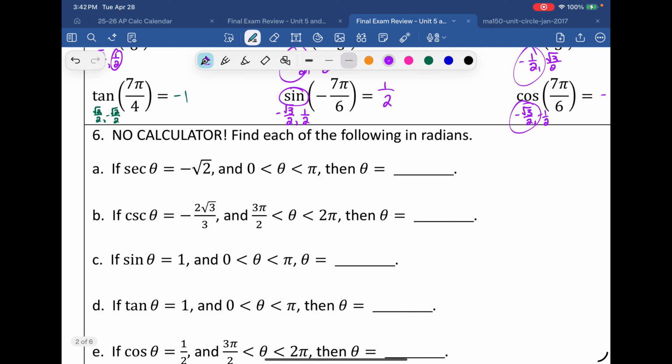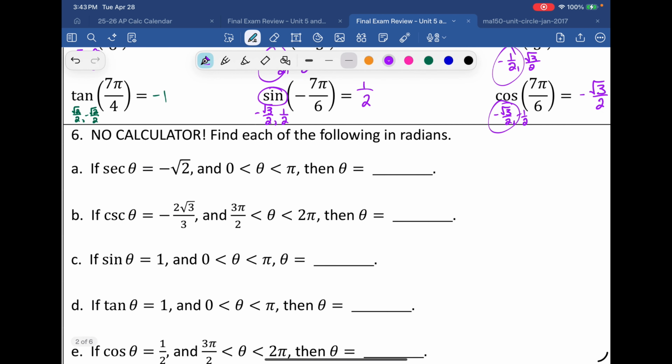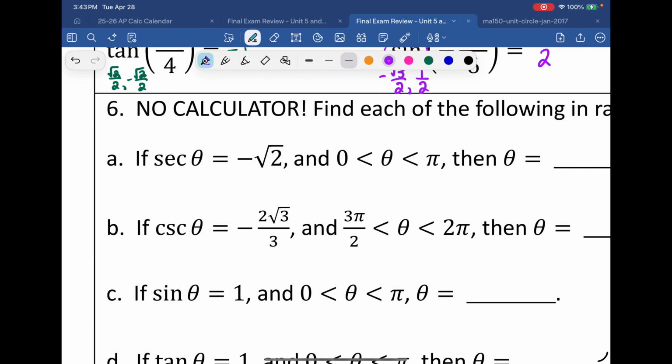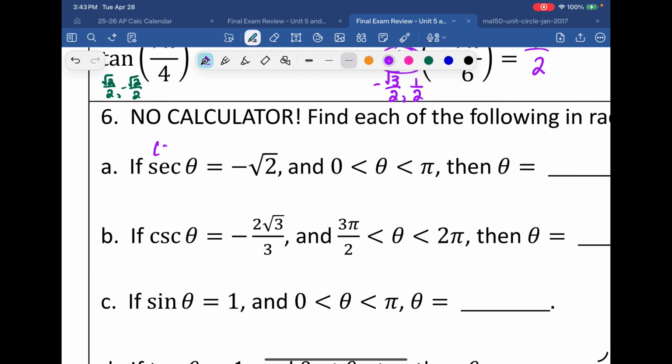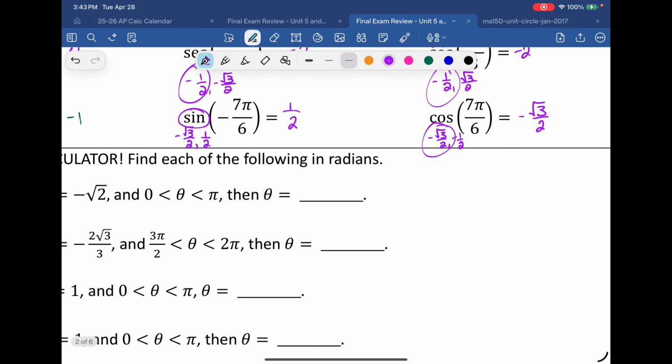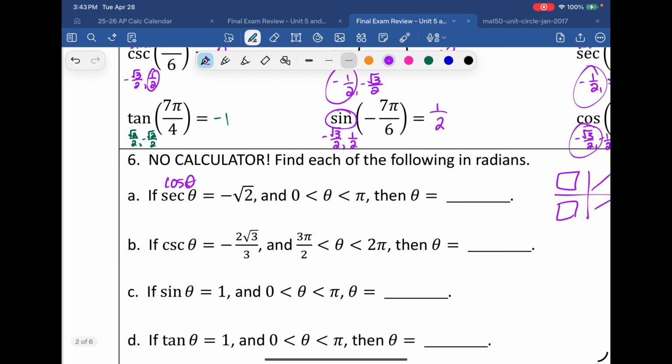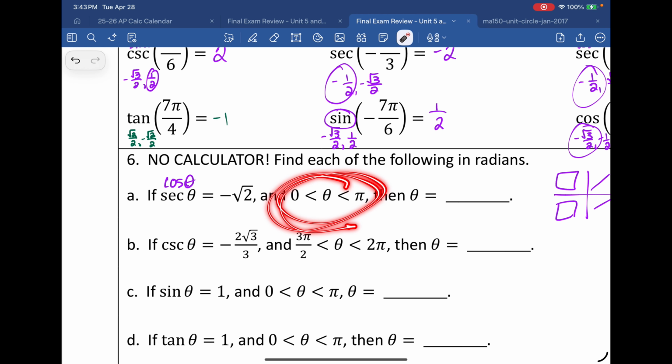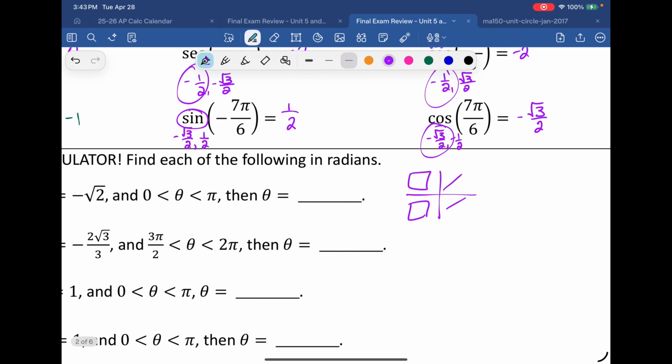All right, if secant theta is negative root 2 and the angle falls between 0 and pi, then what is theta? All right, so I'm going to start with the angle. Secant is the reciprocal of cosine. It tells me that the reciprocal of cosine is negative, which means cosine has to be negative. And that's negative in quadrants 2 and 3. But then it tells me my angle has to be between 0 and pi, which is these two. Well, we've already marked this one out. This one's not between 0 and pi, which means our angle is in quadrant 2.